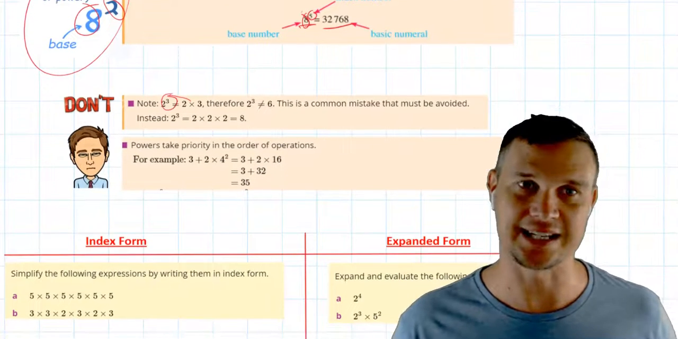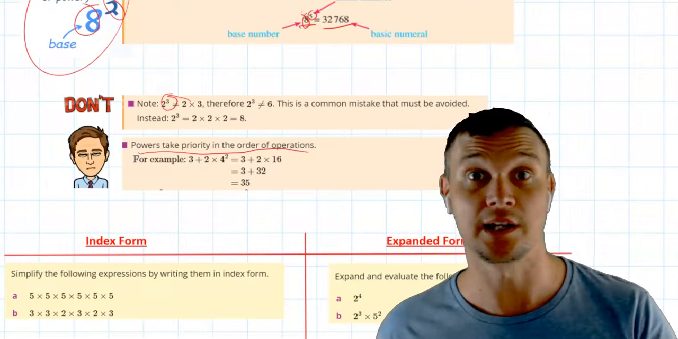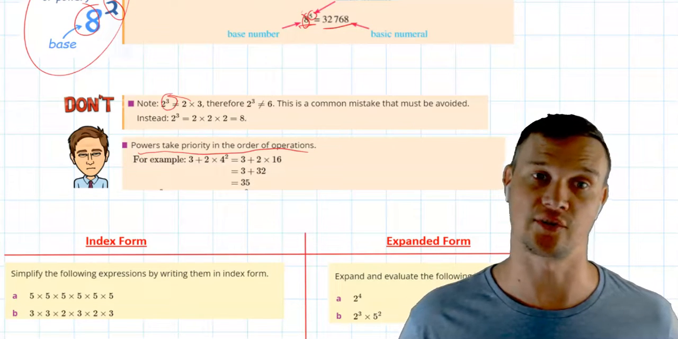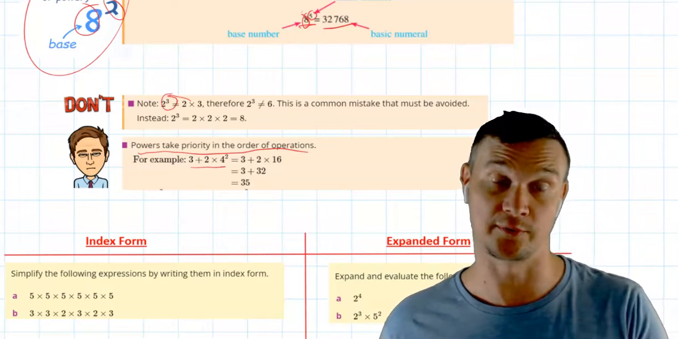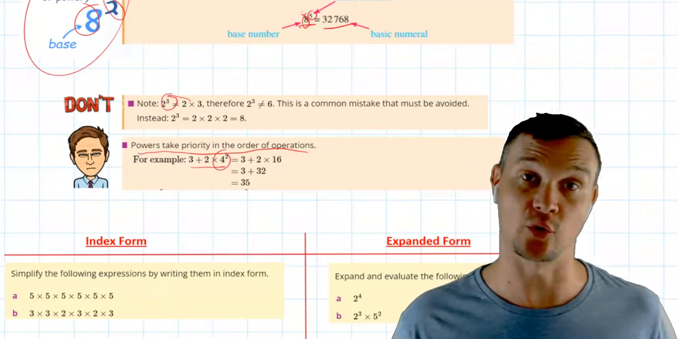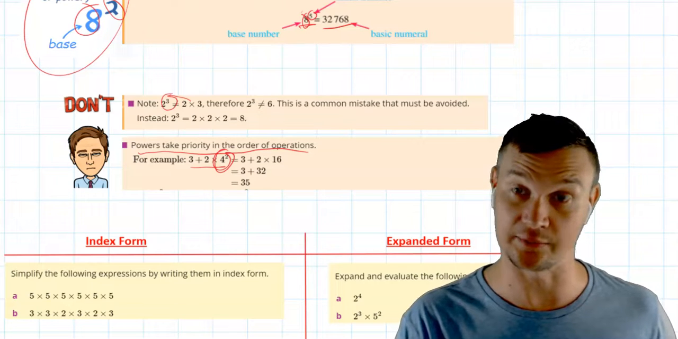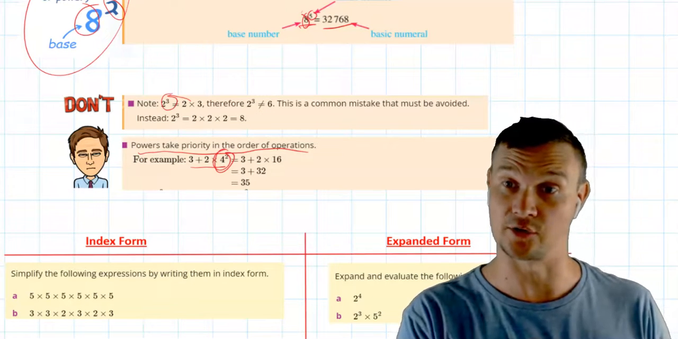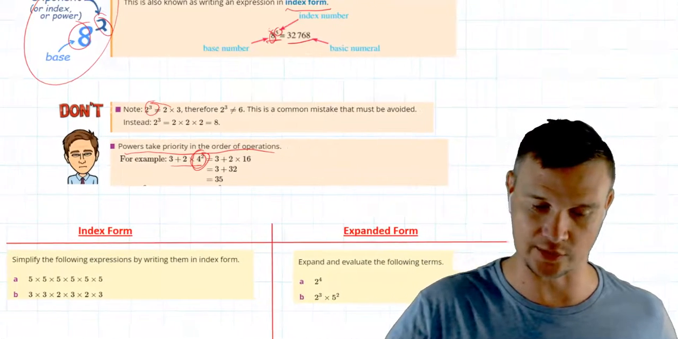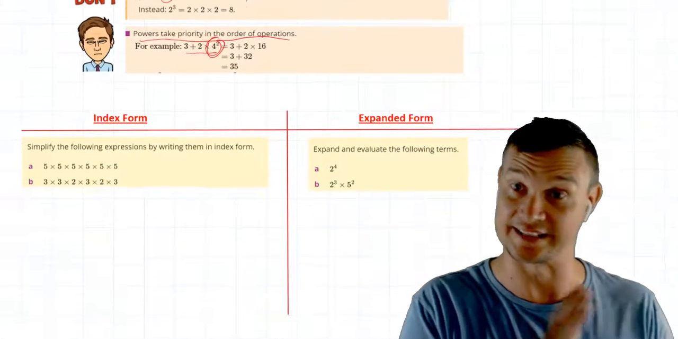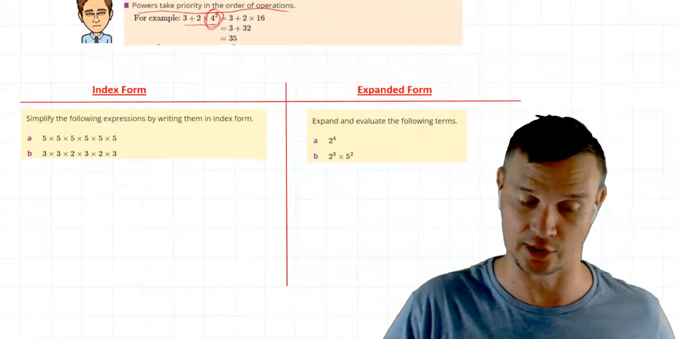Another little hint here is that powers take priority when we're doing order of operations. If we have a big sum like 3 plus 2 times 4 squared, we need to make sure that we do the exponent or the index form first. Then we can go back and do the rest. We'll get to order of operations a bit later. But let's have a quick look at how we can answer questions and understand the difference between index form and expanded form, as our learning goal has said.